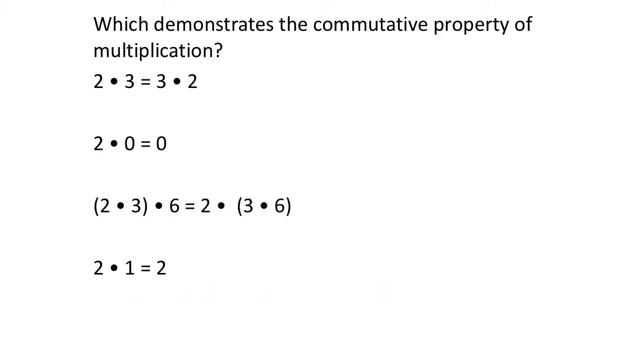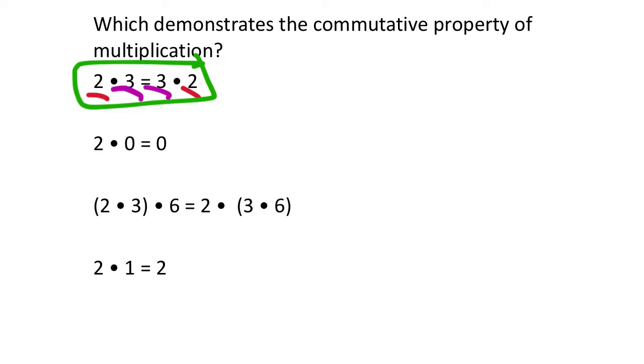All right, which of these 4 demonstrates the commutative property? Well, it has to change the order, right? So right here, how we have 2, then 3, but then it changes to 3, then a 2, means that the order changed. That's the commutative property right there, right?